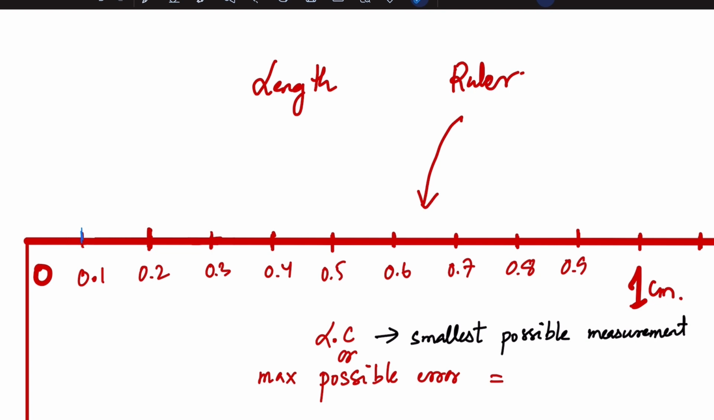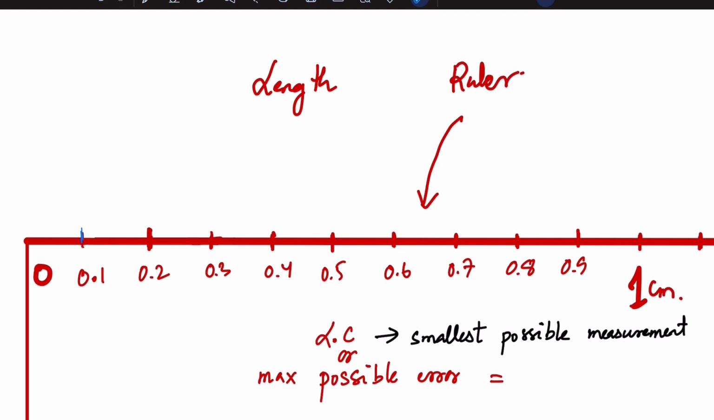Let's see. The least count is the smallest possible measurement your instrument or device can give you when you use it.